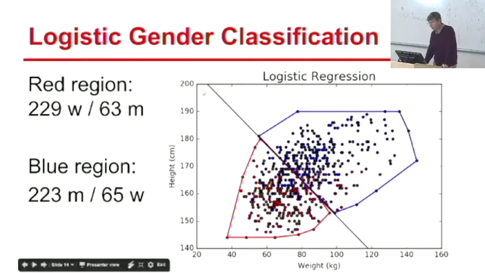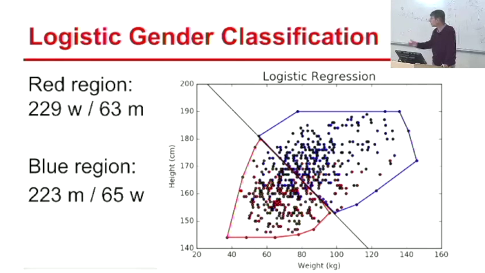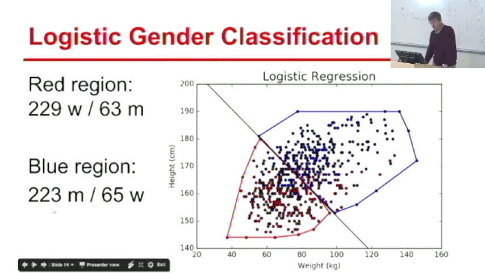And what is the classifier that it found when we did logistic regression? This was the line that was found to separate men and women in height and weight space. Is it a perfect separator? No. In the red region, we had 229 women and 63 men. In the blue region, we had 223 men and 65 women.